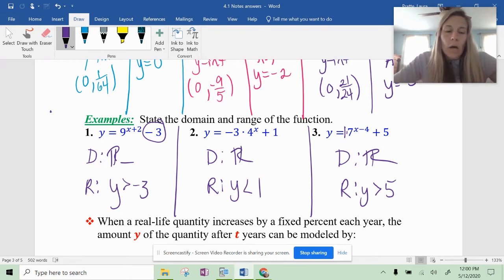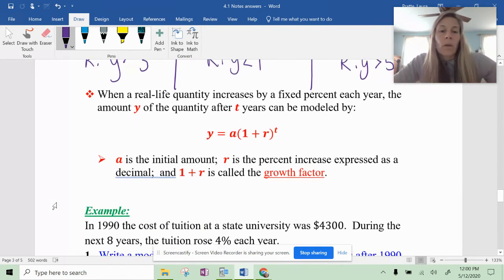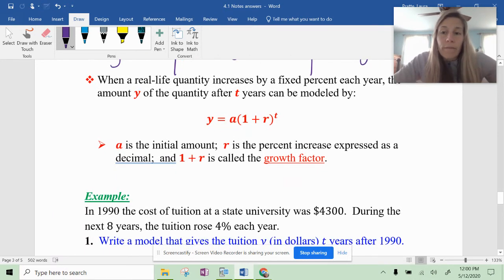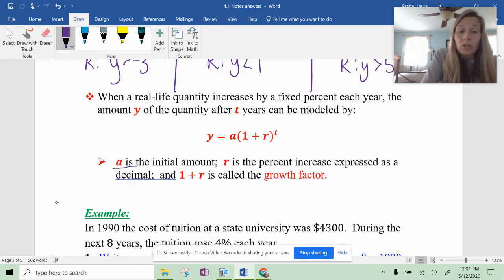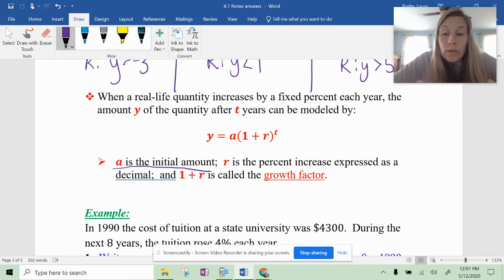Okay, so just a couple real life type of problems with these percentages and whatnot where we use these exponential models. So when a real-life quantity increases by a fixed percent each year, the amount y of the quantity after t years can be modeled by the following equation. So A would be your initial amount. So like I mentioned to you earlier in the lesson, it is what you are starting with. The R is the percent increase expressed as a decimal. So if you have like 15%, it's going to be 0.15 or whatnot.